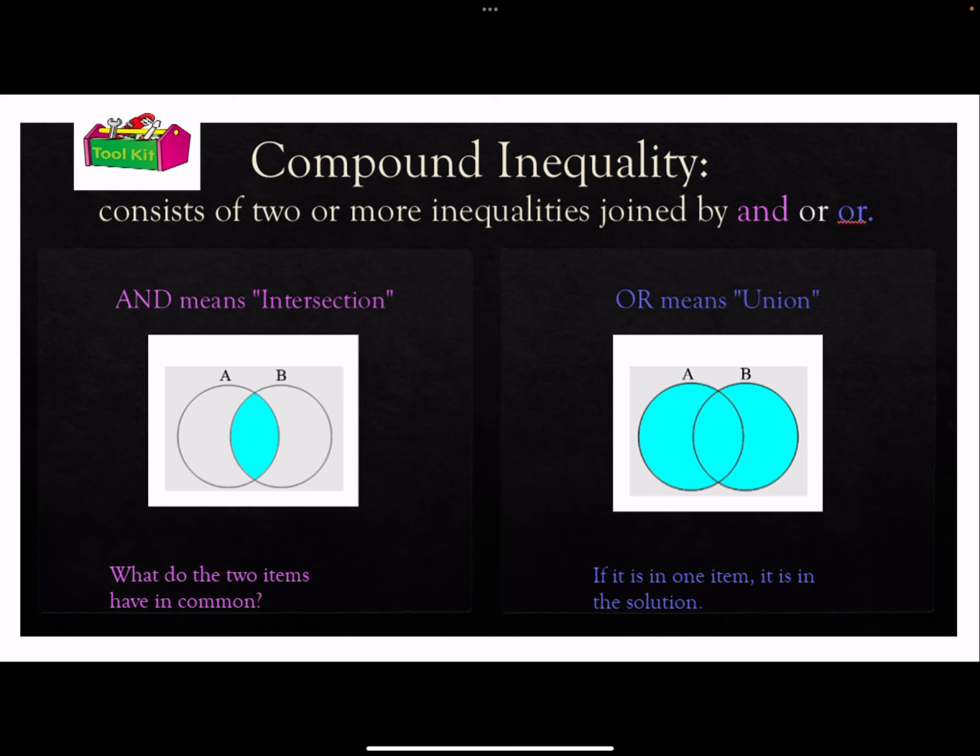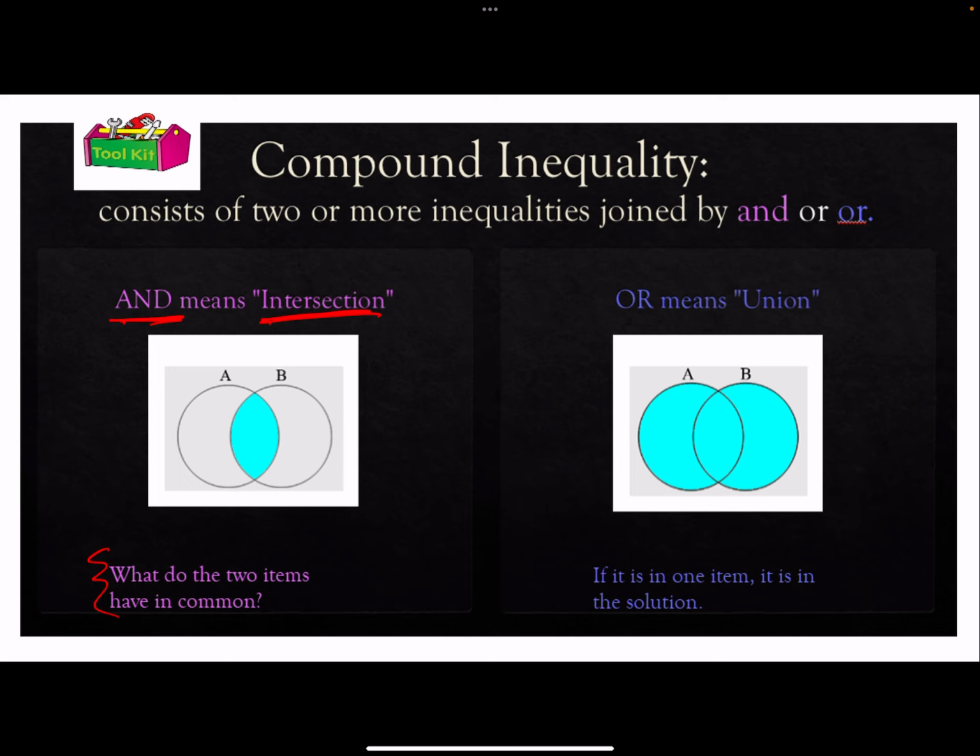You're familiar with what these words mean, but we're going to talk about what they mean in the mathematical sense. When we say and, for example, if I say I want a hot dog and a hamburger, it means I want both. If you just bring me the hot dog, I'm not going to be happy. If you just bring me the hamburger, I'm not going to be happy. I want both. In math, it means intersection. So it's what do the two items have in common?